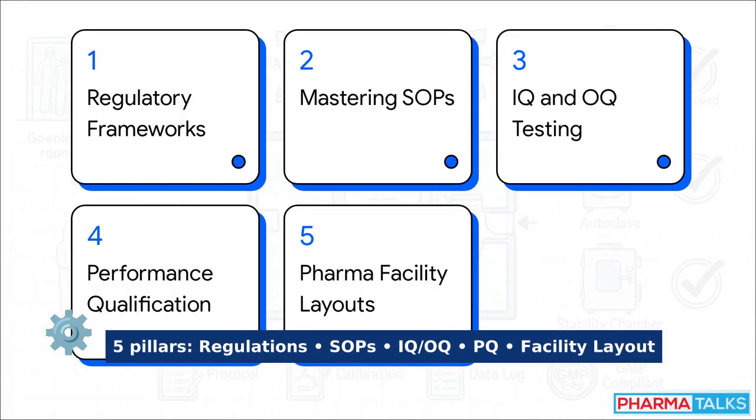Okay, here's a quick look at our roadmap. 1. GMP and regulatory frameworks. 2. Mastering cleanroom SOPs. 3. Installation and operation, or IQ and OQ. 4. Performance qualification, PQ. And 5. Pharma facility layouts. Let's dive in.